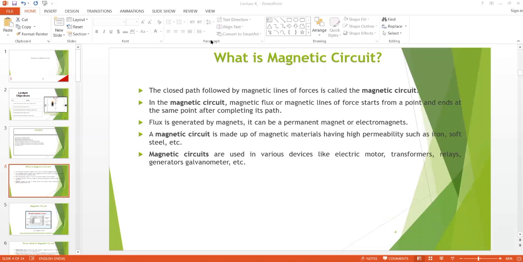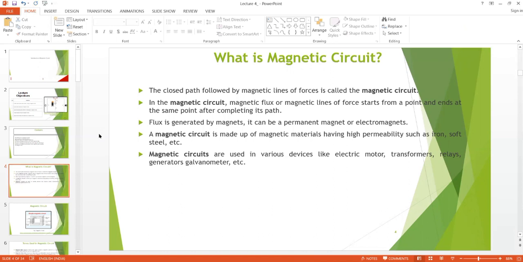So let's start now. We will talk about magnetic circuits. We know what magnetic circuits are. First of all, very important, you have to understand, in a magnetic circuit we don't have any insulator. In electrical circuits we do have, but in a magnetic circuit we don't have any insulator, sorry.